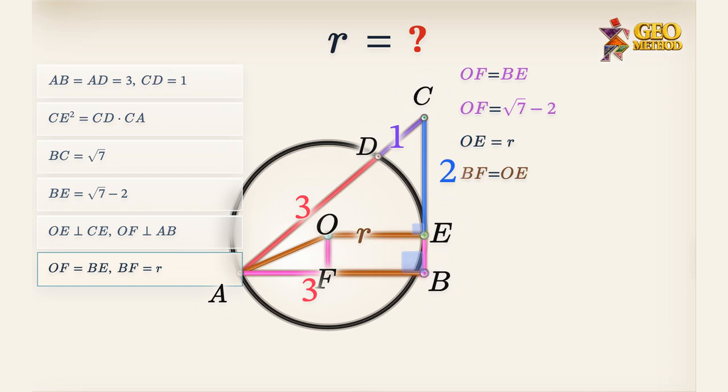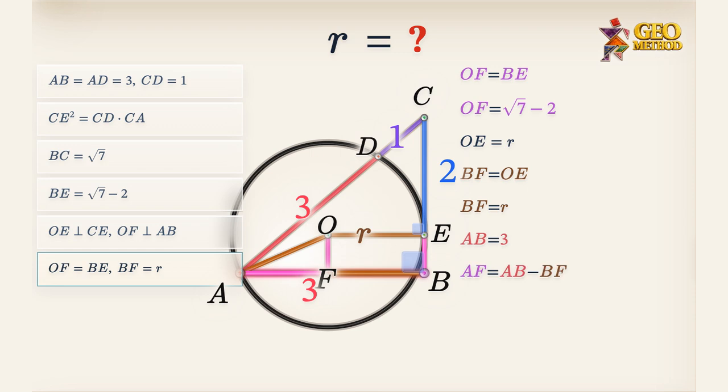The second rectangle transfer is segment BF equals segment OE. This copies a radius length onto the baseline. But segment OE is a radius, so segment BF equals radius r. That gives us the second labeled piece we need on segment AB. Now look back at the whole segment AB, whose total length is 3. We are about to split that whole segment into two parts.